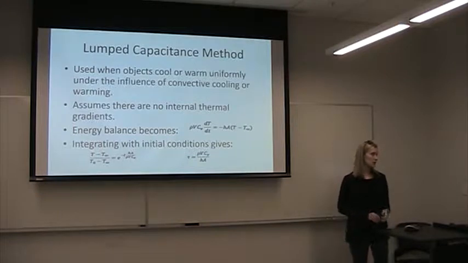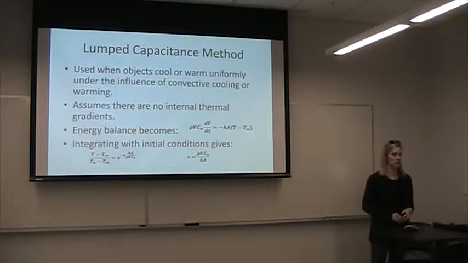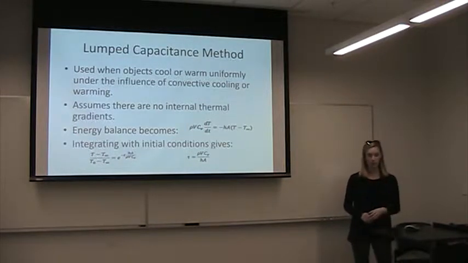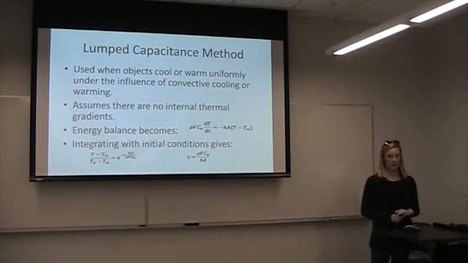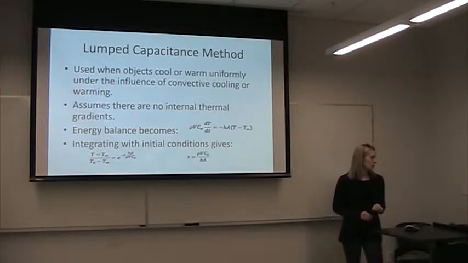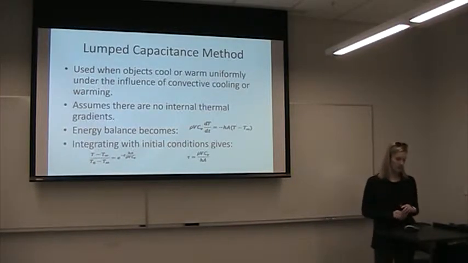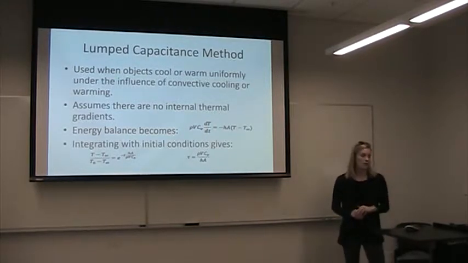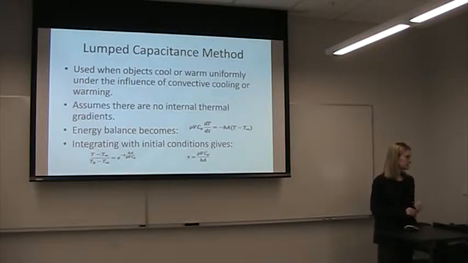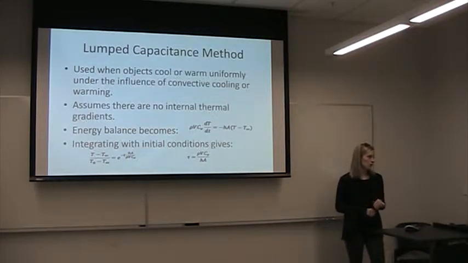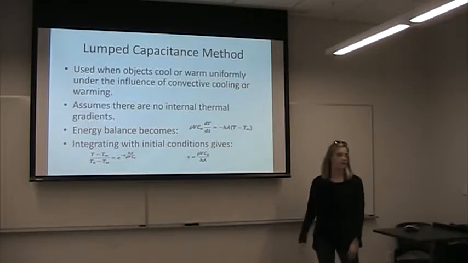In our case, we used the lump capacitance method. We were able to use this because the objects were being cooled or warmed uniformly under the influence of convective cooling and warming. The lump capacitance method assumes that there are no temperature gradients within the medium. Also, the energy balance equation has the rate of energy that is convected to or from on the left side and the change in thermal energy on the right side. When you integrate that equation with initial conditions, you get the equation on the bottom, which substitutes the time constant as tau into the equation.